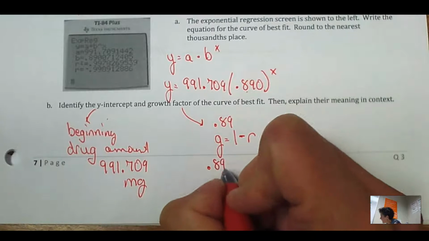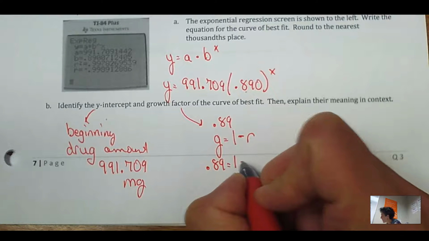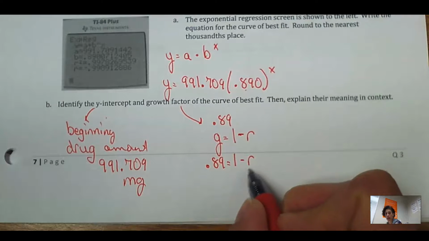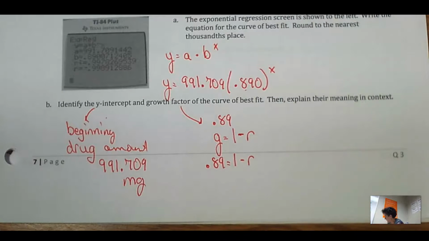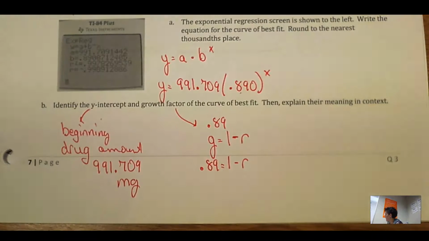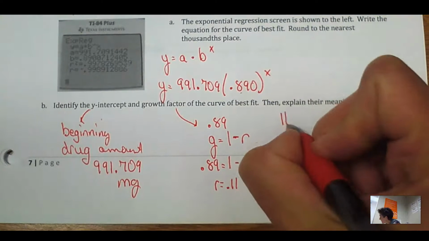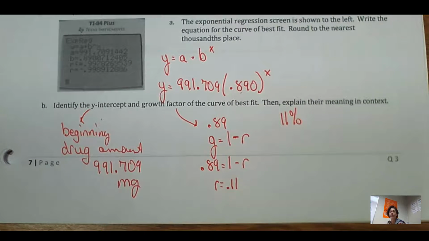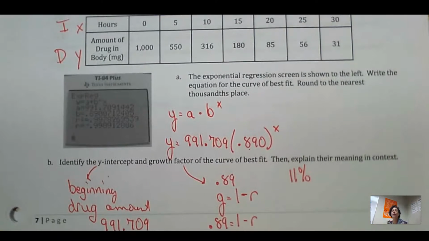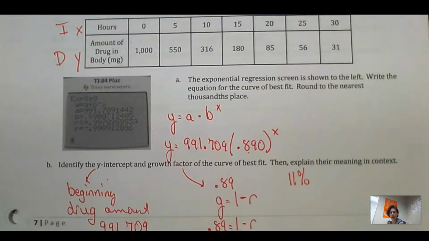So if I have 89 cents and I had $1 to start with, how much did I subtract from $1 to get to 89 cents? Again, I could just type that into my calculator. And otherwise, 11 cents. And then that as a percent is 11%. And again, it's a rate. Something's changing. What's changing is the amount of drugs I have in my body over a period of each hour.